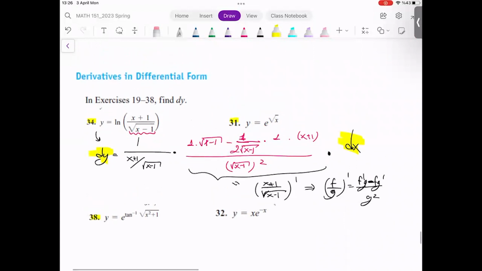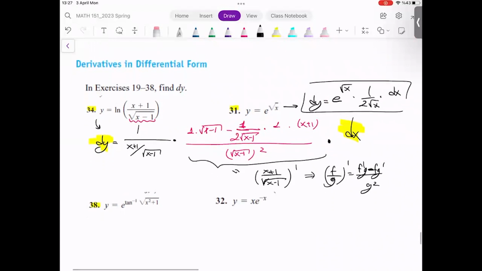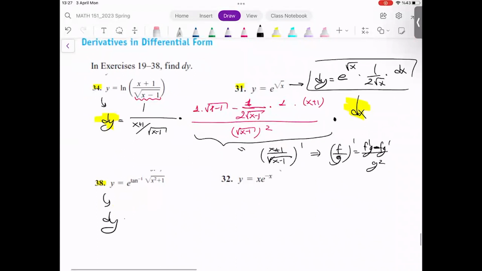Okay, let's compute the differential of this thing. dy is this. This is shorter. How do you take the derivative of the exponential function? It is itself times the derivative of the power times dx, right? This is the complete differential of it. And we can also do this one. Again, exponential function. I don't touch anything.